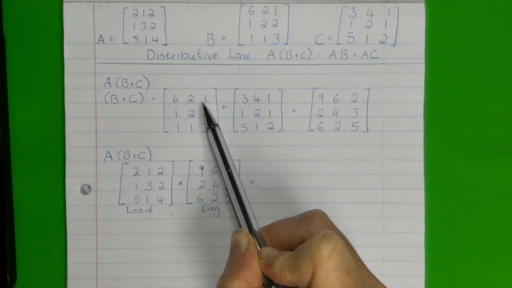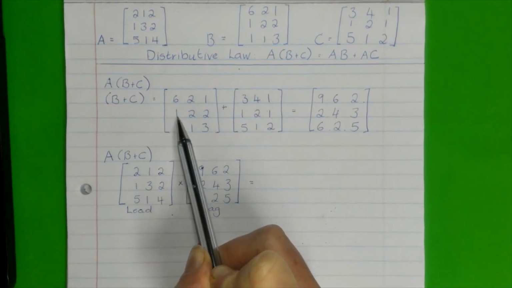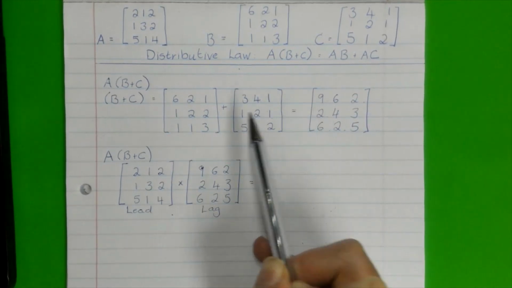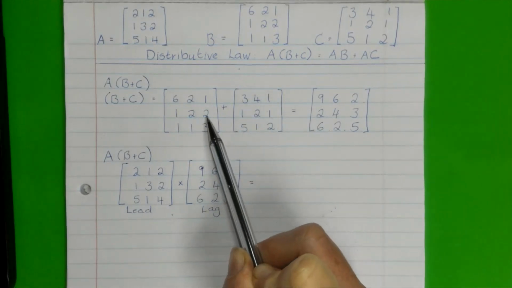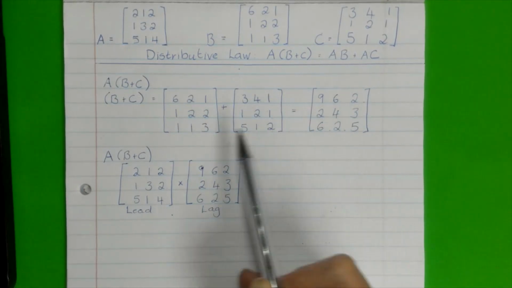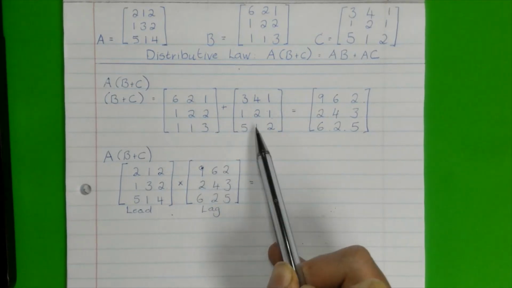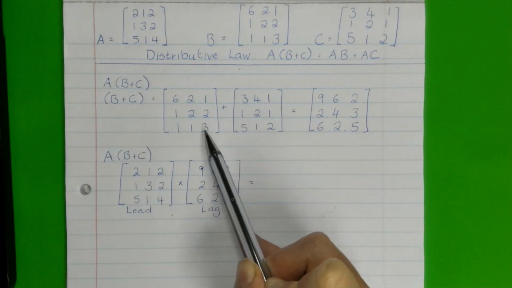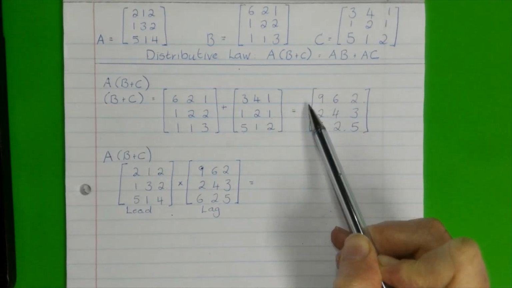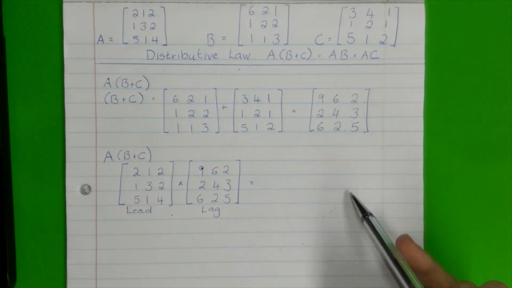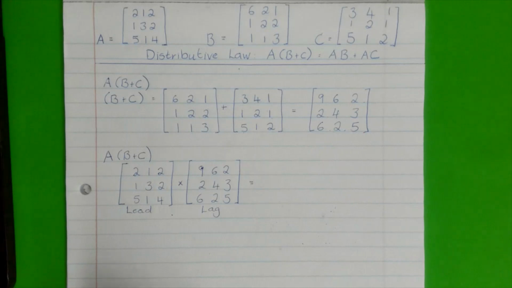And so we continue. 1 plus 1 is 2. 1 plus 1 is 2. 2 plus 2 is 4. 2 plus 1 is 3. 1 plus 5 is 6. 1 plus 1 is 2. 3 plus 2 is 5. Okay, so this here is the answer when we add matrix B to matrix C.